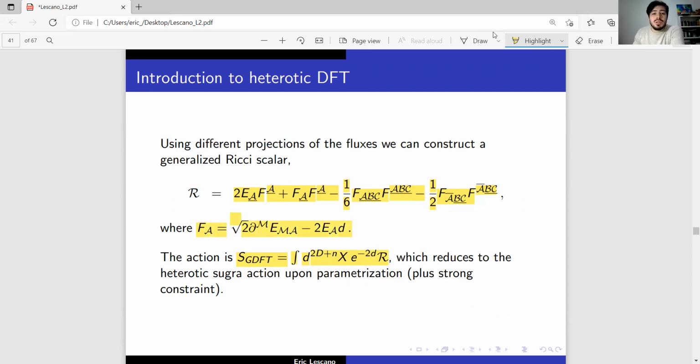And we can reproduce heterotic supergravity upon parametrization, and of course using the strong constraint, and this strong constraint is the ordinary one, plus this extra condition that we have in order for the generalized diffeomorphisms to close in this gauge double field theory. This is what I call the strong constraint here. Okay.